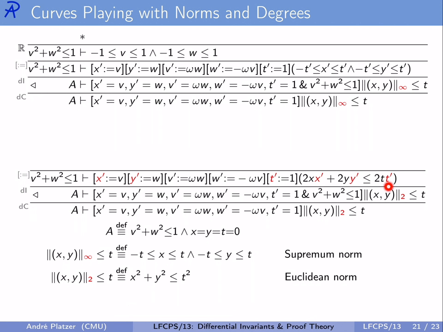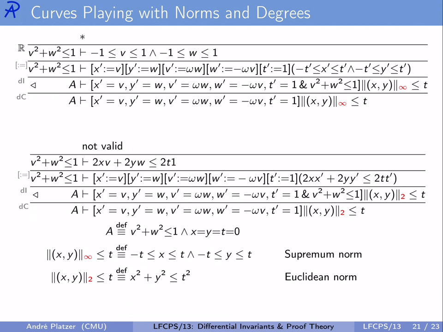Replace the left-hand side of the ODE with the right-hand side of the ODE, which gives us 2xv + 2yw ≤ 2t, and the 1 is the slope of the time variable. And that's now hard to prove, because even if we do know that v² + w² is at most 1, still the signs could change arbitrarily to make it bigger than 2t. And that means, of course, that we have no way of proving it.